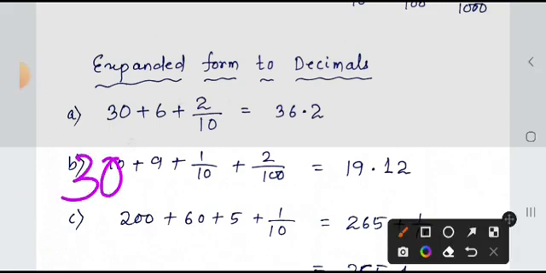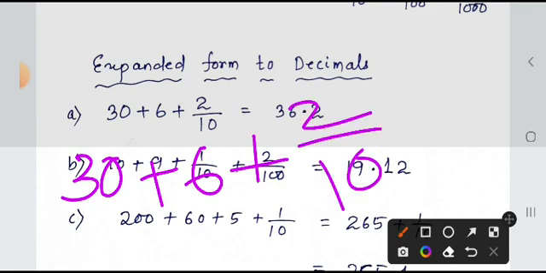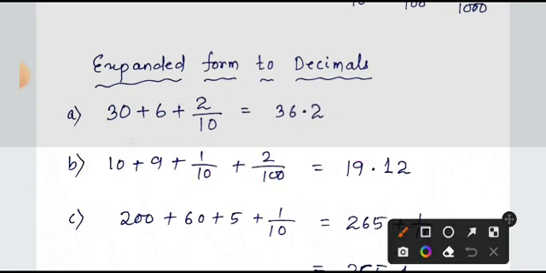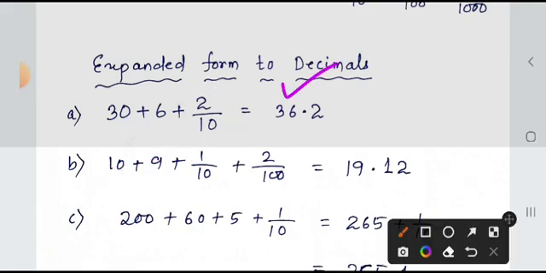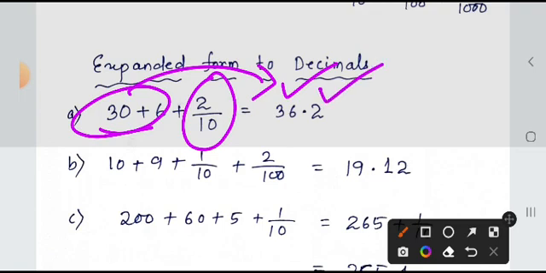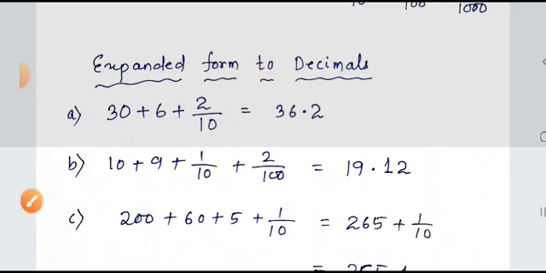First we have 30 plus 6 plus 2 upon 10. Then you have to first identify which terms will form the whole part. Here 30 plus 6, 36, this will form the whole part, but 2 upon 10 will represent the decimal part. So we have 36, and for 2 upon 10 we write 0.2. So the answer is 36.2.